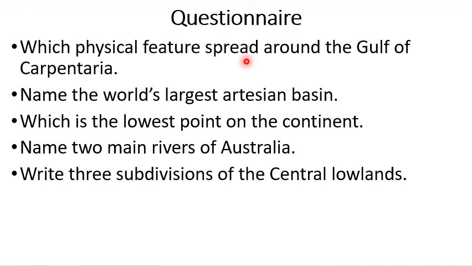Now children, I have some questions for you. Which physical features spread around the Gulf of Carpentaria? Name the world's largest artesian basin. Which is the lowest point on the continent? Name two main rivers of Australia. Write three subdivisions of the central lowlands. You will write the answers to these questions and we will discuss them in the class.